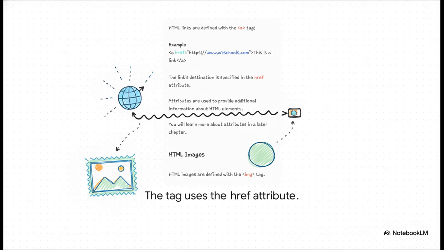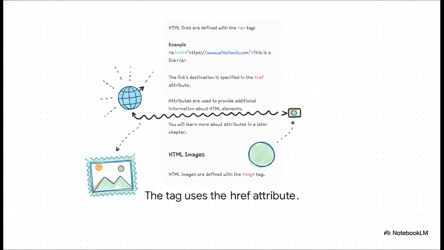HTML links are defined with the A tag, but just slapping an A around a word isn't going to cut it. The browser actually needs to know where the link is supposed to take you. Enter the attribute. We start with our opening A tag, but inside that bracket, right before it closes, we add our extra instruction, href equals, and then the URL in quotes. That href, that is the attribute.